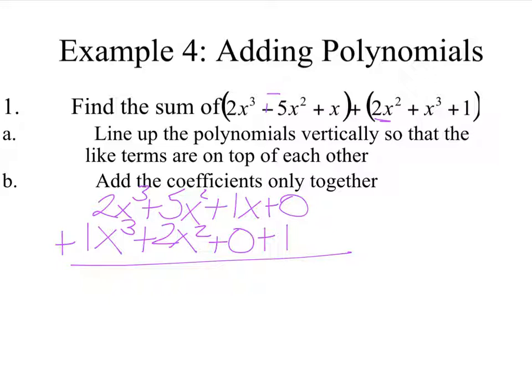Now we're going to add. When we add, we are only adding coefficients. The variable just comes down. So 1 plus 1x plus... that should be a negative 5x, so that's not a 7. That'll be a negative 3x squared. And then the 2 and the 1 will give me 3x cubed.